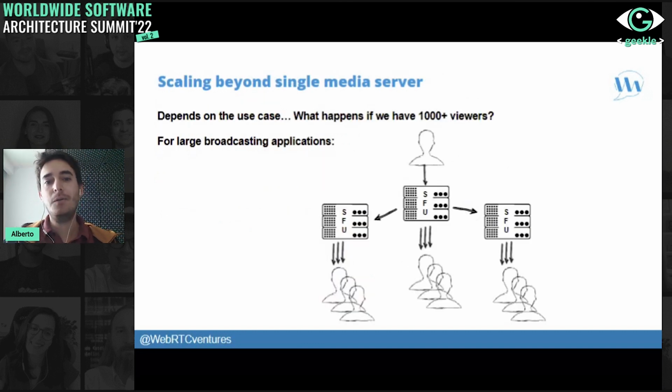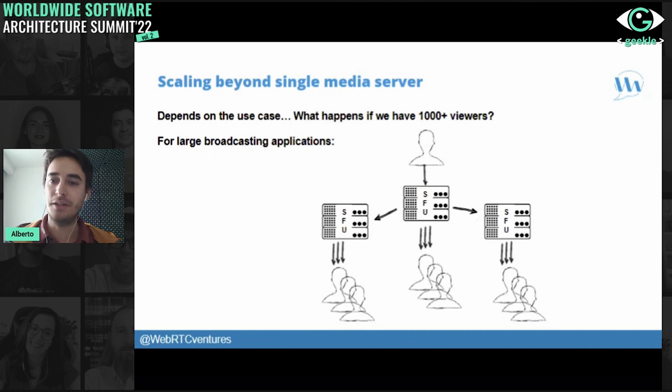So now it's nice that I talk about a single media server. So how do we scale beyond a single server? Just as an example, if our media processing is really CPU intensive, an X large AWS instance could handle maybe 100 or 200 connections. But what happens if we have 1,000 viewers, 1,000 connections required?